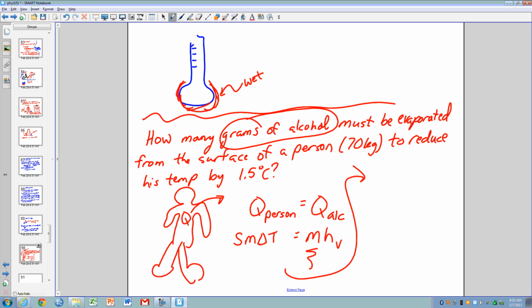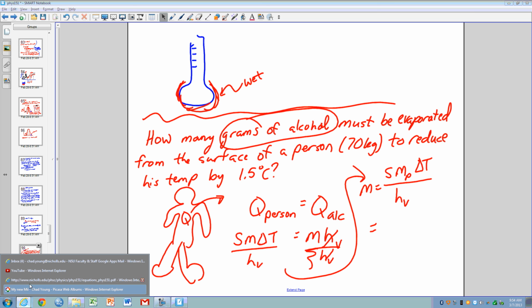I'm going to divide both sides by HV, and I get an expression for M. The H's cancel. M is equal to S times the mass of the person times my change in temperature over the heat of vaporization for alcohol. Now, you need to know the specific heat of a person.